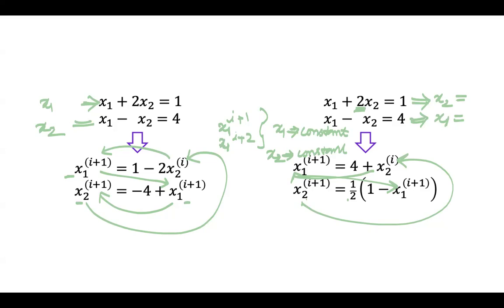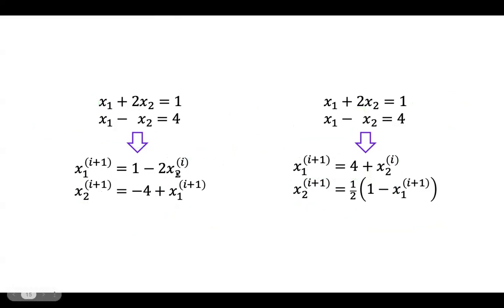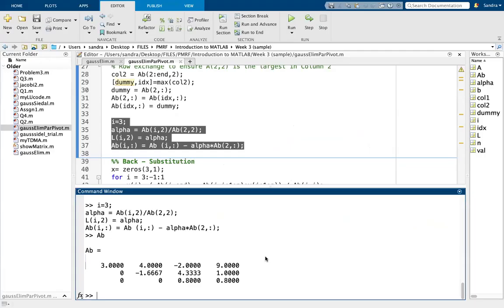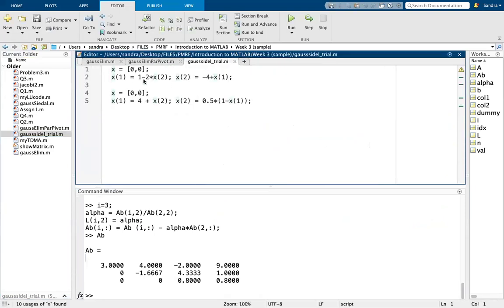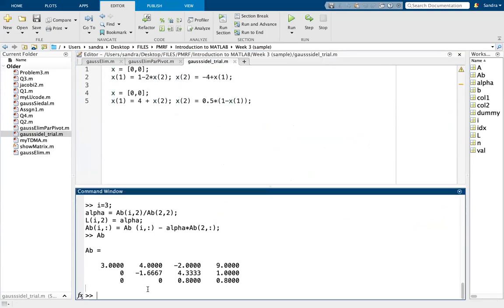As you can see here, I'll just show the difference of these two problems. Just a second. This is the first case. I've written x1 from the first equation, x2 from the second equation. And I start from 0, 0. I'll just show you what will happen.